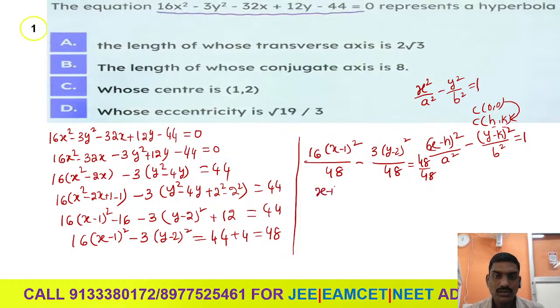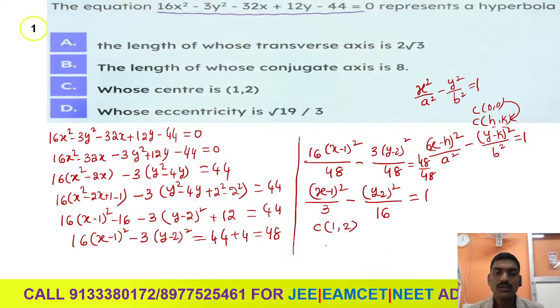So x minus 1 whole square divided by 3 minus y minus 2 whole square divided by 16 which is equal to 1. So this is the standard form of the hyperbola. What is the center here? Center is 1 comma 2. If we write it like x square over 3 minus y square over 16, which is equal to 1.